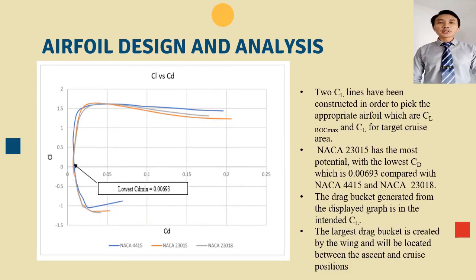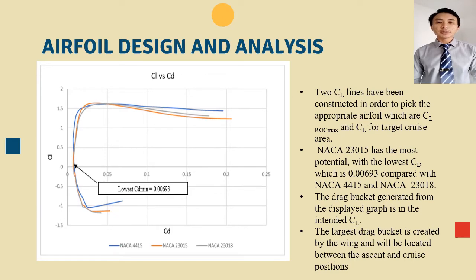Based on this graph shown, the CL versus CD for the airfoils, two CL lines have been constructed in order to pick the appropriate airfoil, which are CL ROC max and CL for target cruise area. NACA 23015 has the most potential, with the lowest CD, which is 0.0693, compared with NACA 4415 and NACA 23018. As seen by the straight line in the graph, the drag bucket generated from the display graph is in the intended CL. The largest drag bucket is created by the wing and will be located between the axis and the cruise position.